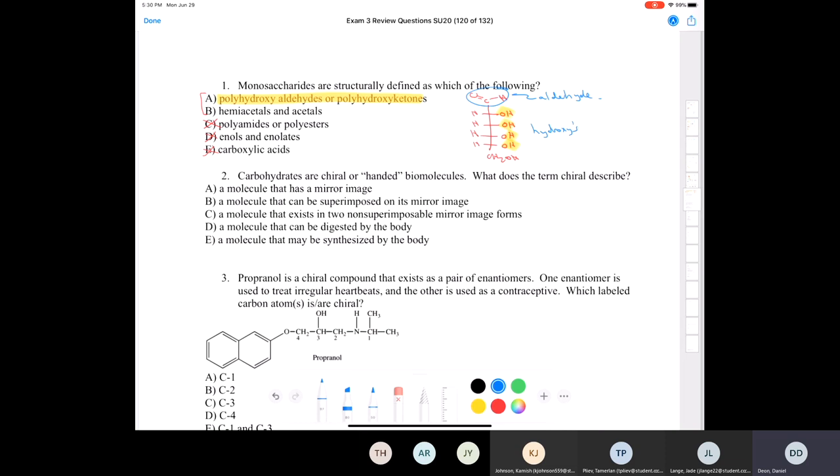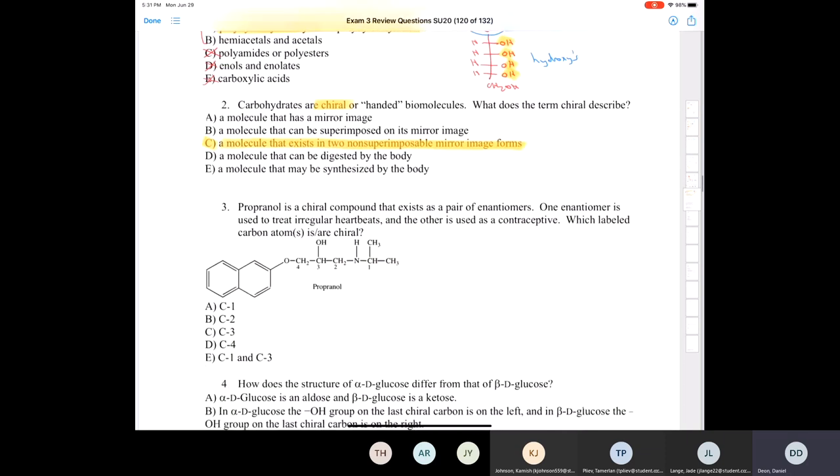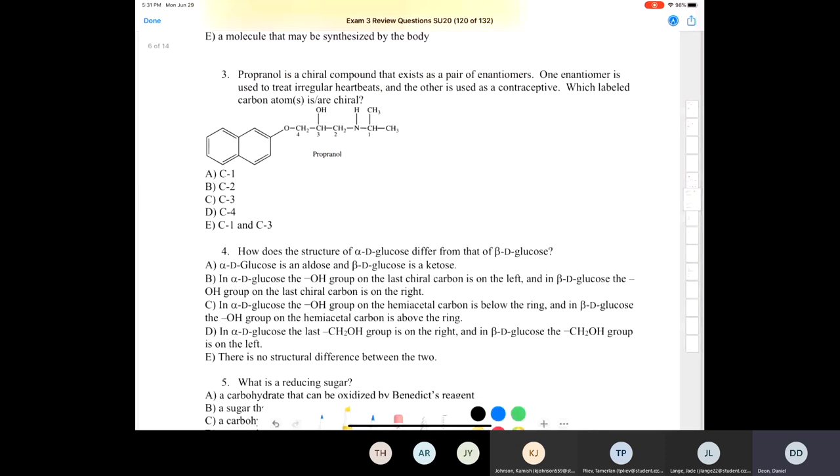Let's try number two. It says carbohydrates are chiral or handed biomolecules. What does the term chiral describe? Who could tell me what the best answer is? Yeah, I agree with that. Somebody said C, a molecule that exists in two non-superimposable mirror image forms. Absolutely. That's the definition of a chiral compound. It's something that's non-superimposable upon its mirror image. And we went over some examples of that. We looked at some molecules that were chiral. We talked about human hands being chiral.